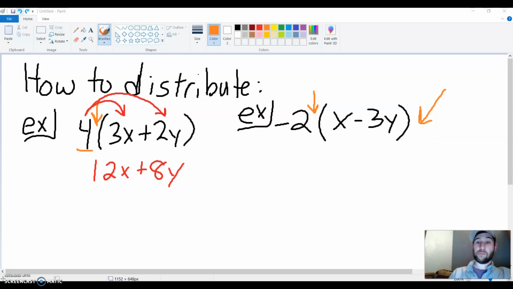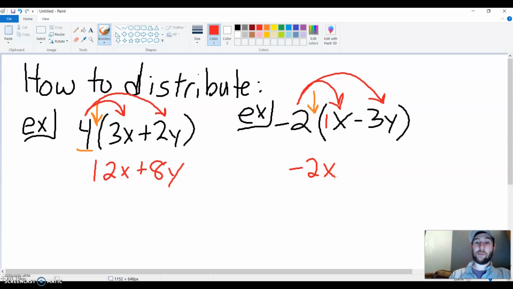So let's go ahead and do that multiplication then. The negative 2 is being multiplied by x, shazam. The negative 2 is being multiplied by the negative 3y. So we're able to do that multiplication. Negative 2 times x, well, we already know that there's just the invisible 1 in front of the x. So negative 2 times 1 is negative 2. And the x is still hanging out.